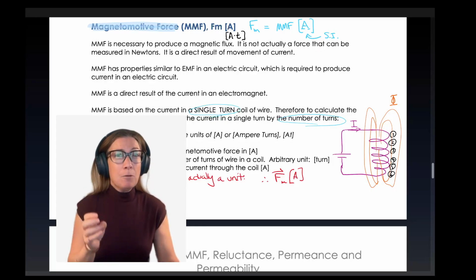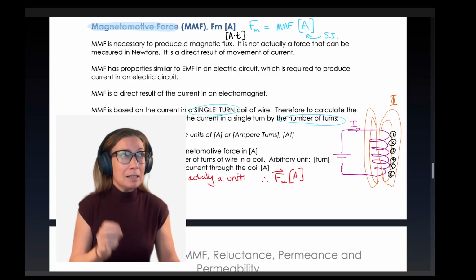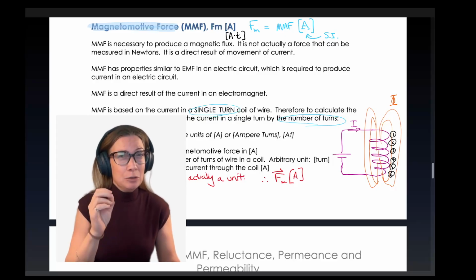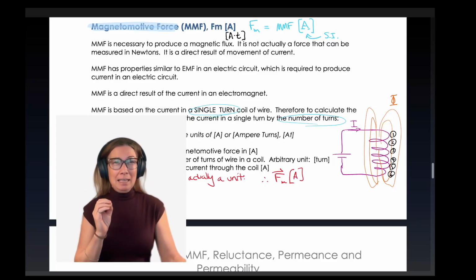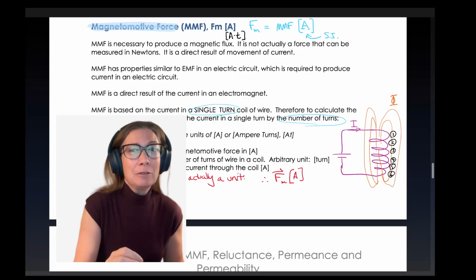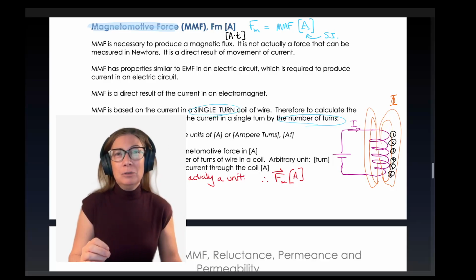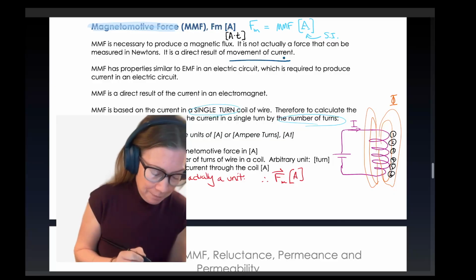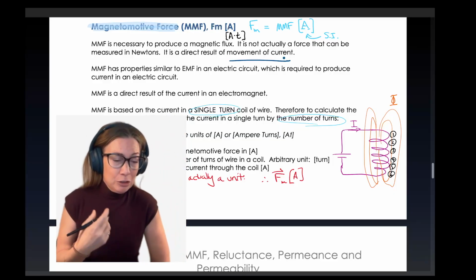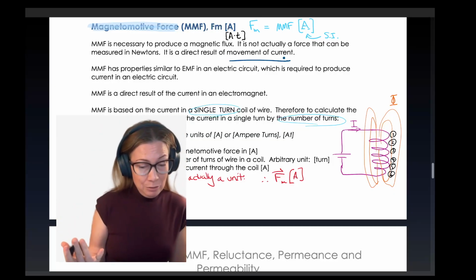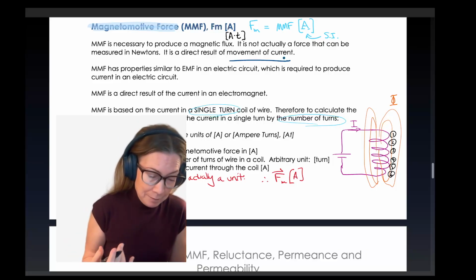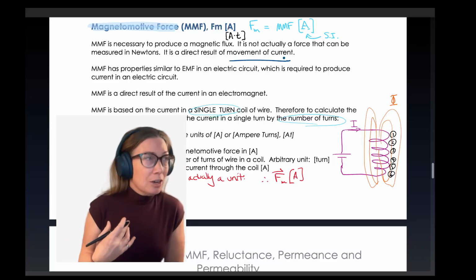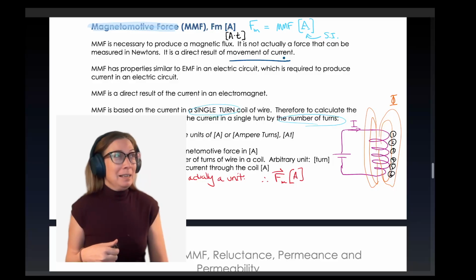Magnetomotive force is the force necessary to produce the flux. It's like voltage that induces current. We need this magnetomotive force to induce magnetic flux. It's not measured in newtons. It's a result of the movement of current. It has properties similar to EMF in an electric circuit, which is required to produce that current. It's a direct result of the current in the electromagnet.